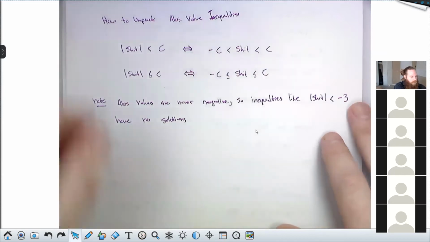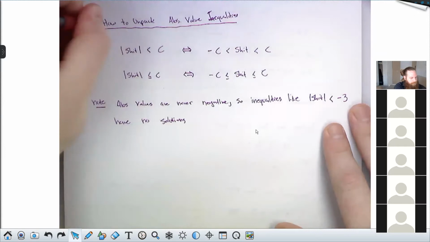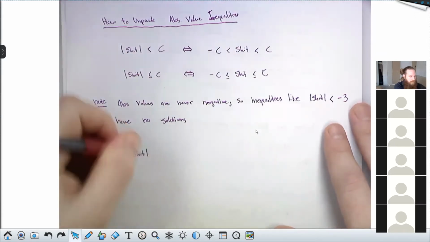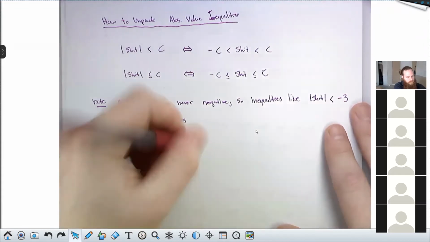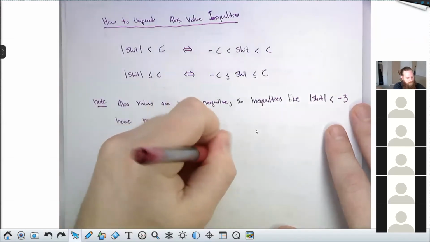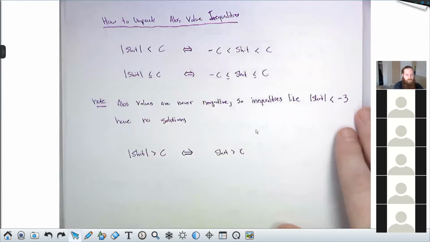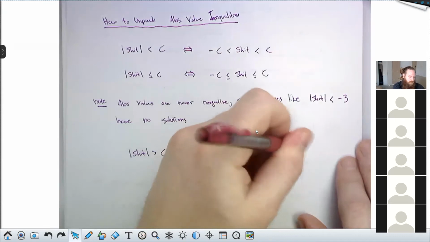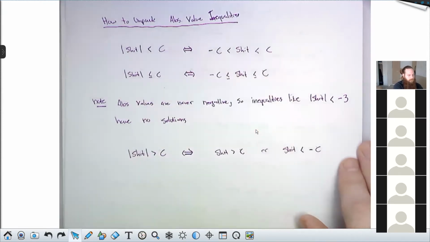The other unpacking rule for absolute value inequalities: if you have some expression that is greater than some constant, this unpacks as either the expression is bigger than the positive version of that constant, or that expression is smaller than the negative version of that constant.